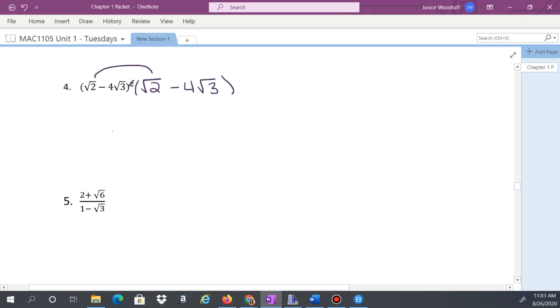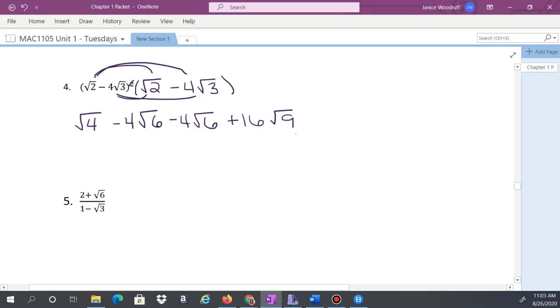So here I'm going to go square root of 2 times square root of 2. That's going to give me square root of 4. Okay, root 2 times negative 4 root 3. So multiply the numbers under the radical. That's going to give you a negative 4 root 6. Then in the middle, same thing. So negative 4, 2 times 3, 6. And then negative 4 times negative 4, the outside numbers, gives you positive 16. And then root 3 times root 3 gives you root 9.